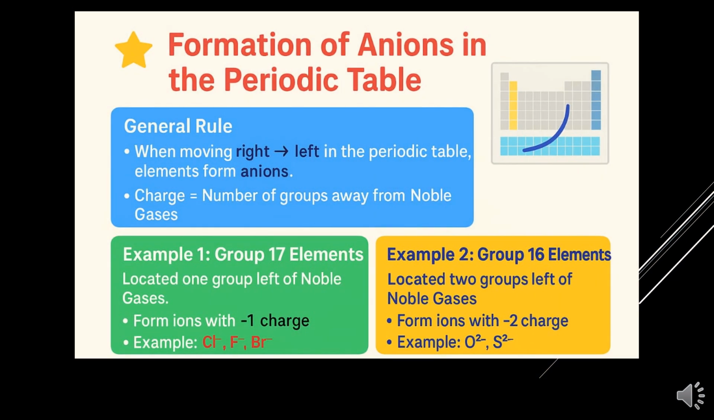So let's study the formation of anions in the periodic table with more detail. There is a general rule. When moving right to left in the periodic table, elements form anions. Charge is equal to the number of groups away from the noble gases. For example, group 17 elements located one group left of noble gases form ions with one negative charge, like chloride, fluoride and bromide ions. Example 2, group 16 elements located two groups left of noble gases form ions with two negative charge. Example, oxide and sulfide anions.